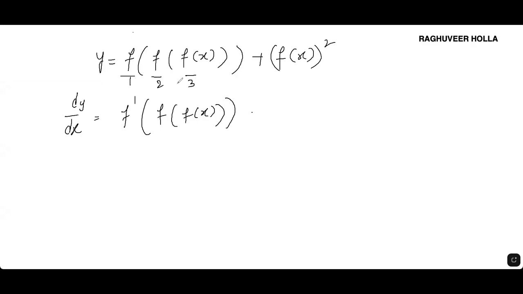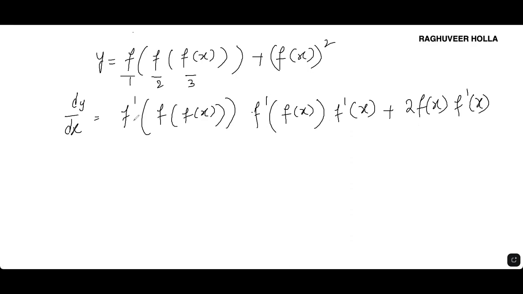So this is 1, 2, and 3. Let us differentiate this. So that will be f dash of f of x, right? Again, this function, which is f dash of x, right? And then this term, that is 2 into f of x, function of this, and f dash of this, right? So this is the first thing we are supposed to do.